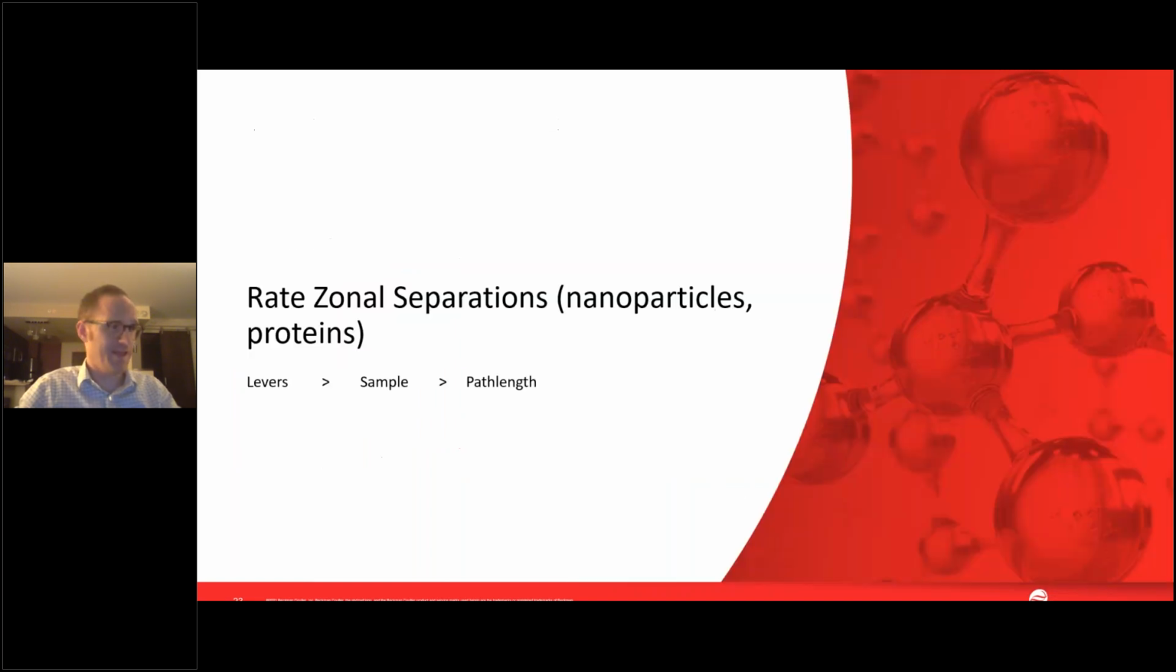Okay. Now let's talk about rate zonal separations. Right? And I'm sorry, my example here is going to be for nanoparticles, but the same principles are going to apply. And I know we got most people here who are doing this with proteins. So this is going to be simple, right? We're going to talk same kind of thing here, levers, right? And then we'll talk about the concentration, sample concentration, and then the path.